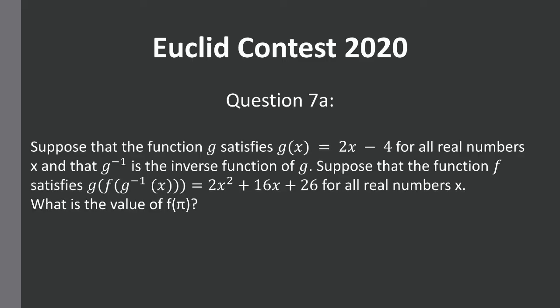This is question number 7a on the 2020 contest. It asks, suppose that the function g satisfies g of x is equal to 2x minus 4 for all real numbers x, and that g inverse, or g negative 1, is the inverse function of g. Suppose that the function f satisfies g of f of g inverse of x is 2x squared plus 16x plus 26 for all real numbers x. What is the value of f of pi?